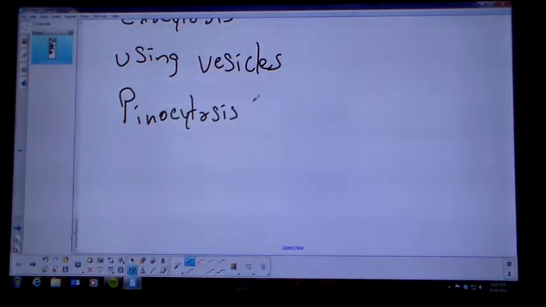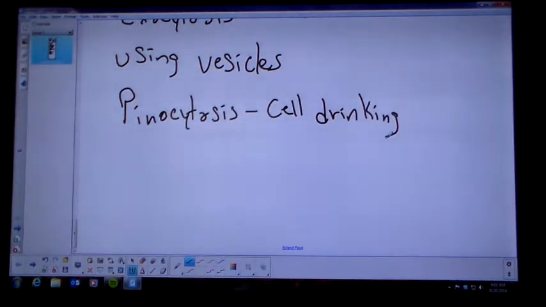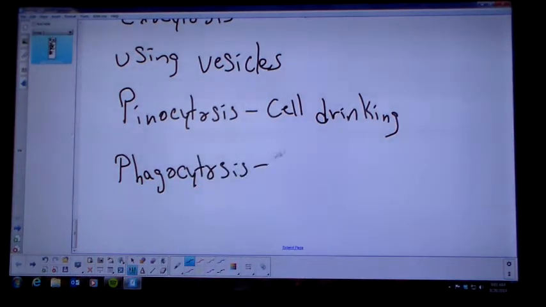Pinocytosis is cell drinking. So taking in liquid to the cell. And therefore, phagocytosis means what? Dehydrated? No. What else do you do when you drink? You go to dinner, you have something to drink, you have something to what? Eat.